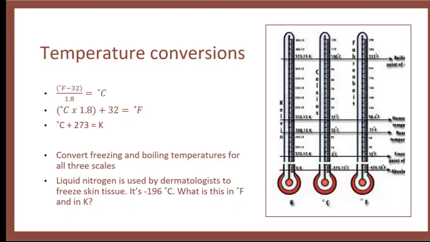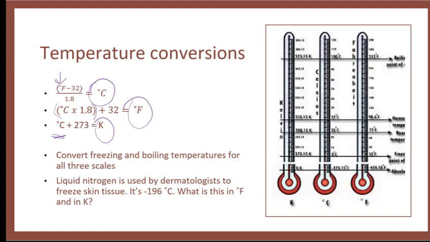Here are some temperature conversion scales. To get to Celsius, we would take our Fahrenheit temperature, subtract 32, make sure you do that first in parentheses, and divide by 1.8. To get to Fahrenheit, we would do our Celsius temperature times 1.8, and then add 32. To get to Kelvin, we would take our Celsius temperature and add 273.